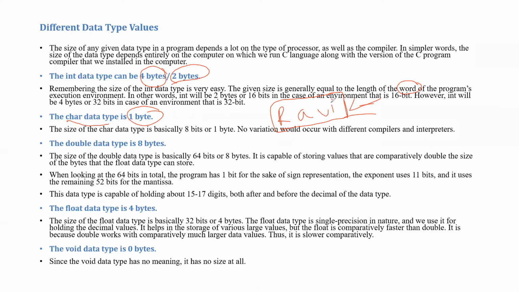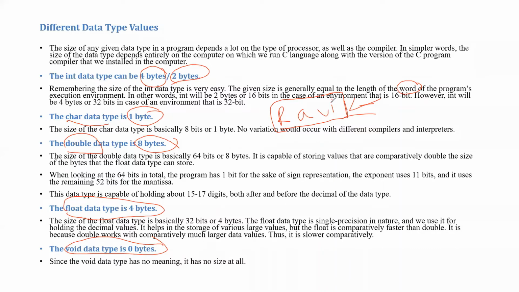And double data type is for floating type of data, and it is going to use 8 bytes of memory. Similarly, float is there and it is using 4 bytes of memory. And when it comes to void, it is using 0 bytes of memory. So this is about the memory used by different data types in C programs.